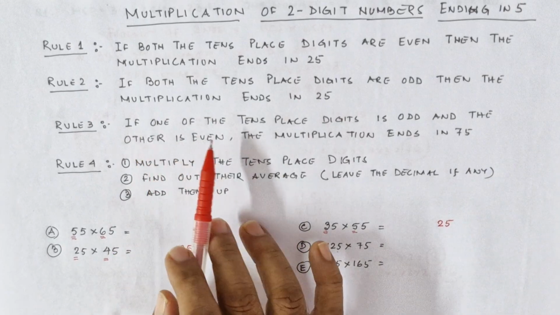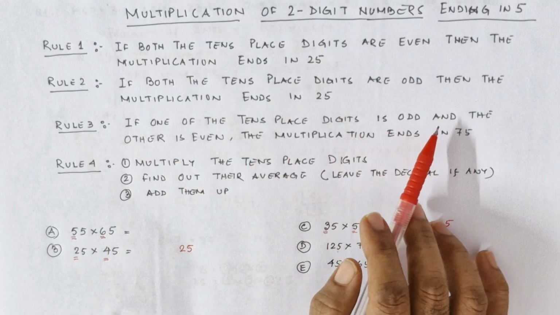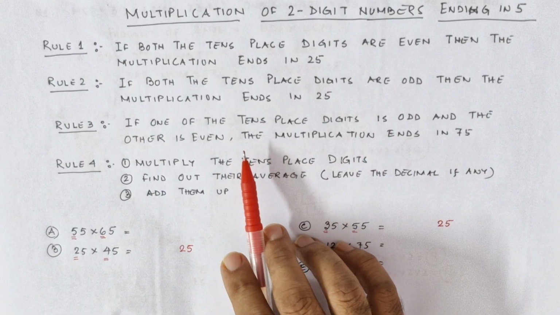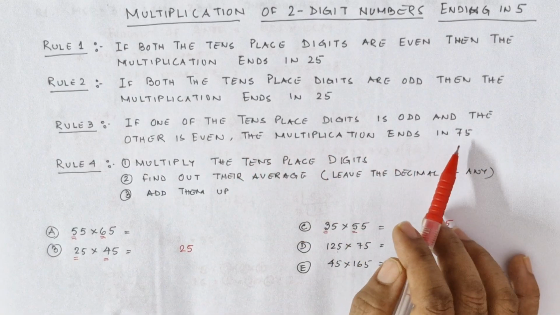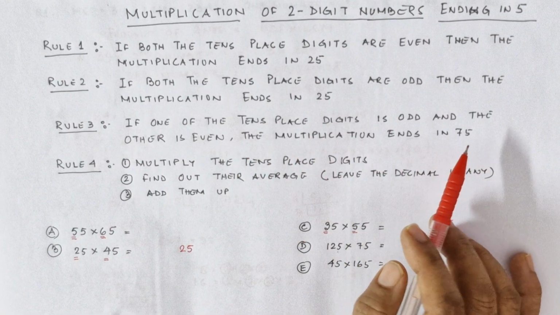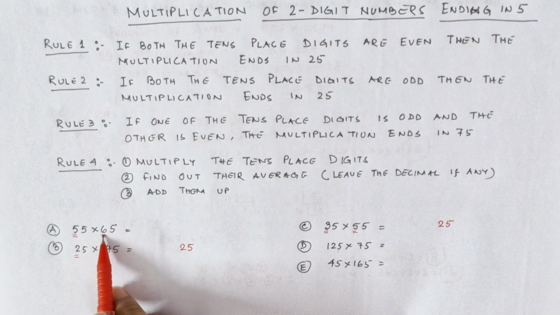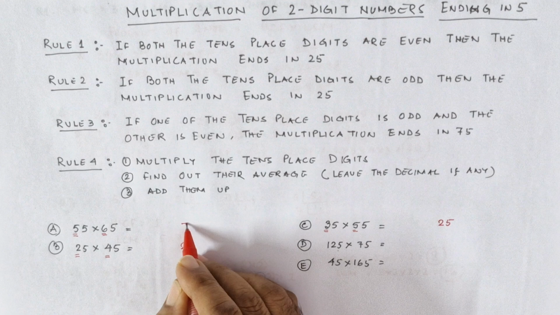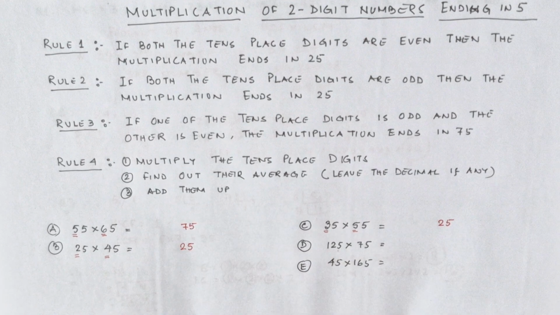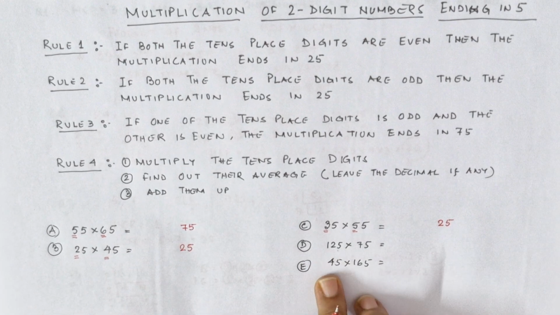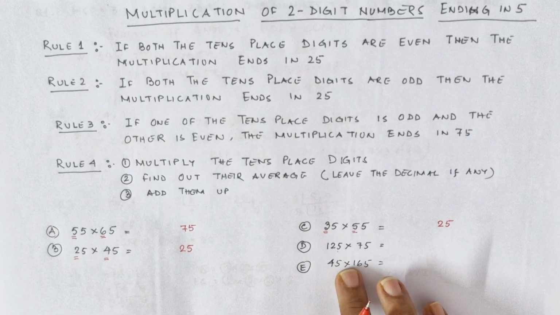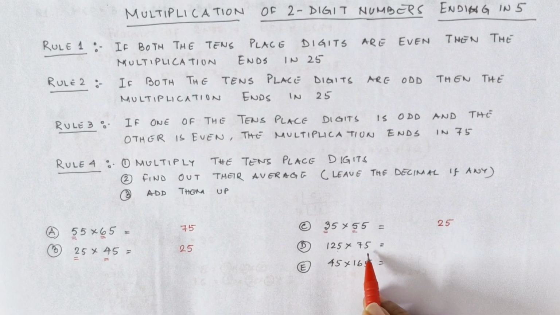But if one of the tens place digits is odd and the other is even, then the multiplication definitely ends in 75 and not 25. So here is the case. This one is odd and this one is even. So this one will end in 75. Got it? These are different cases, right? It's clear to you. So this is 2 digits and 3 digits.